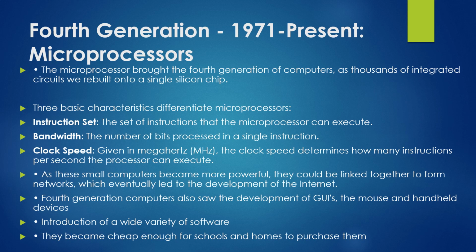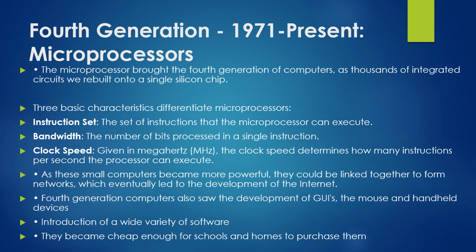Three basic characteristics differentiate microprocessors. Instruction set: this is a set of instructions that the microprocessor is able to execute. Bandwidth: this is the number of bits processed in a single instruction. Then there is clock speed, given in megahertz. The clock speed determines how many instructions per second the processor is able to execute.